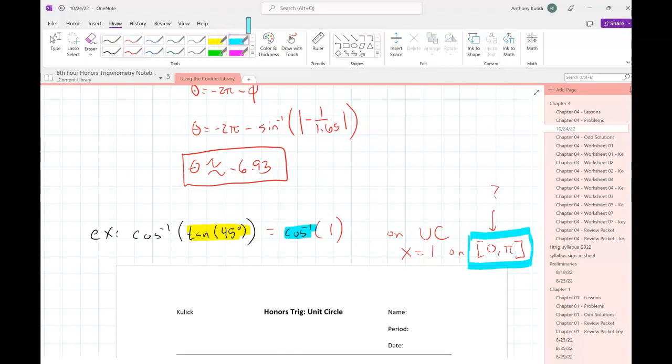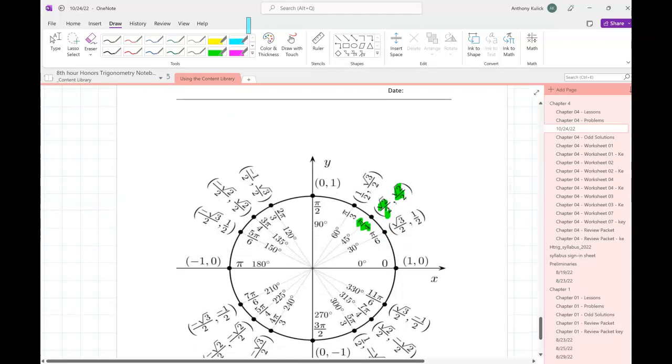That's the range for cosine inverse, the fundamental range for cosine inverse. If you're not told what the range is, that's the range. It's coming from the fundamental values. So cosine between 0 and pi. Sine between negative pi over 2 and positive pi over 2. Tangent between negative pi over 2 and positive pi over 2, not including negative pi over 2 and positive pi over 2. So, going and looking at my unit circle.